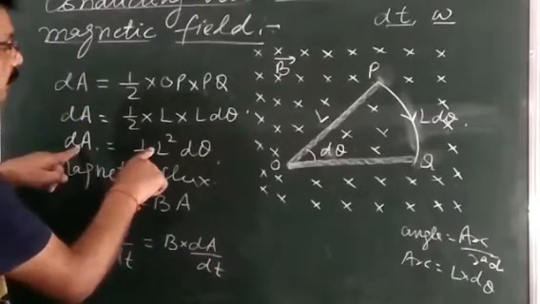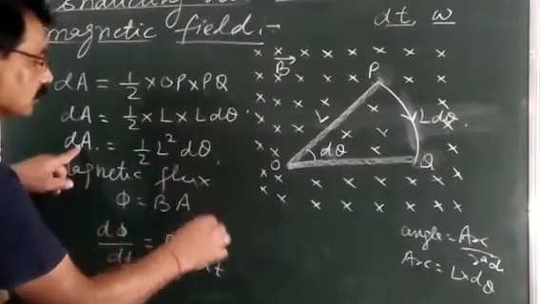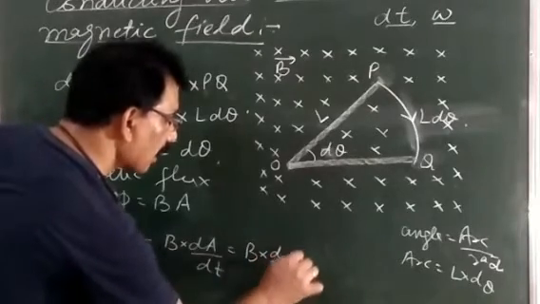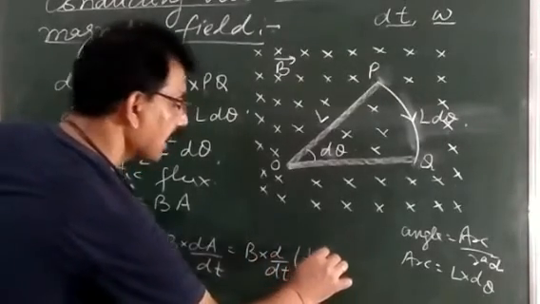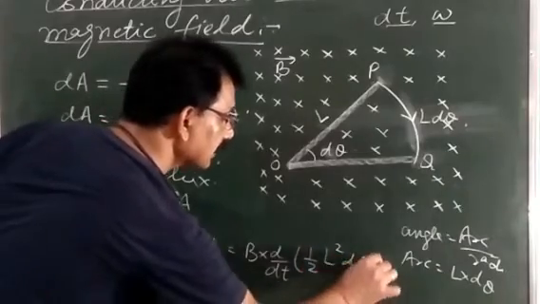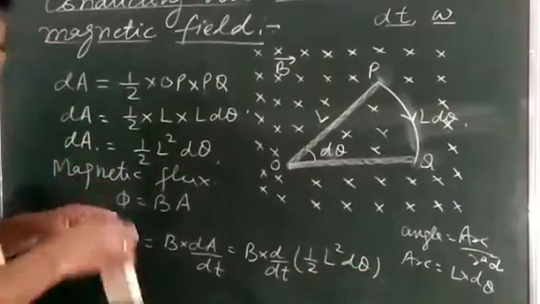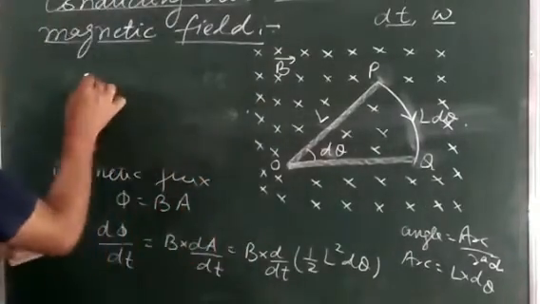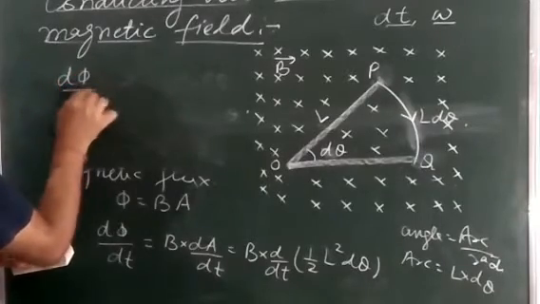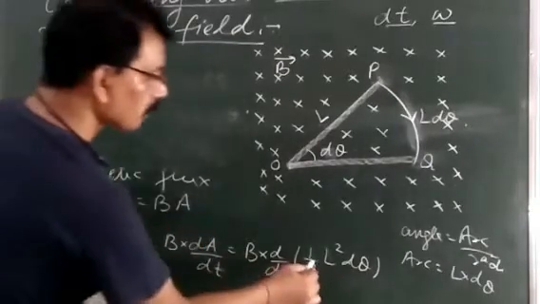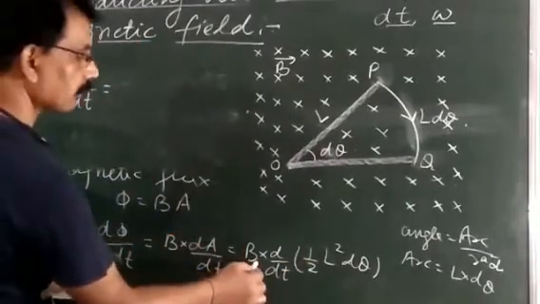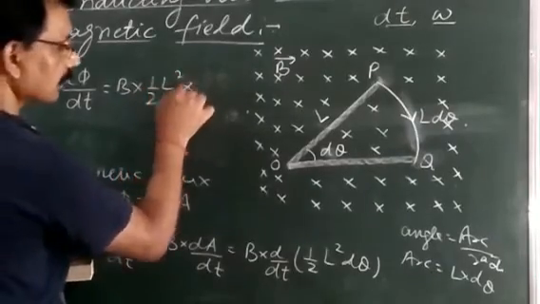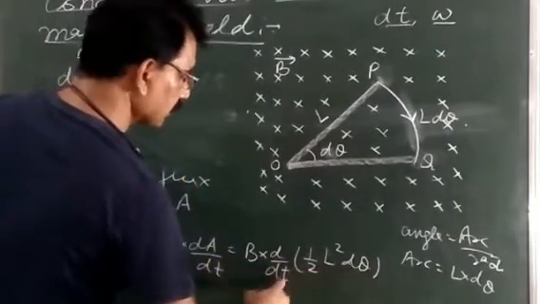And dA upon dt is equal to half L square d theta. So we can write B into d by dt of half L square d theta. Finally, the rate of change of magnetic flux d phi upon dt is equal to B into half L square, and what is left is d theta upon dt.